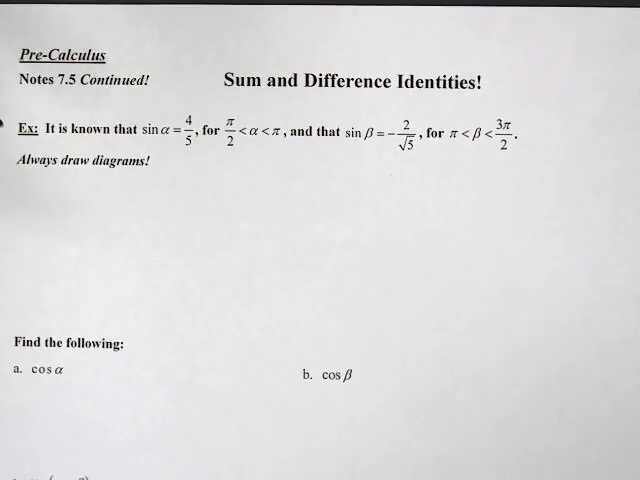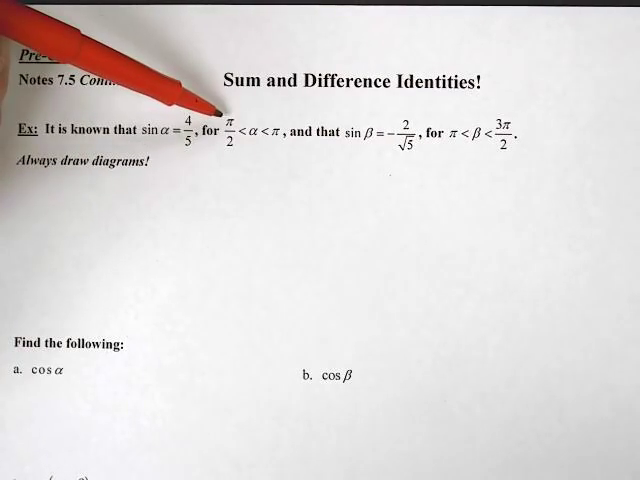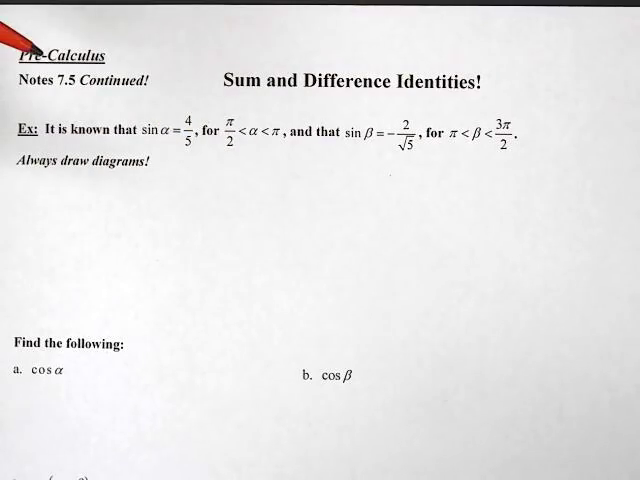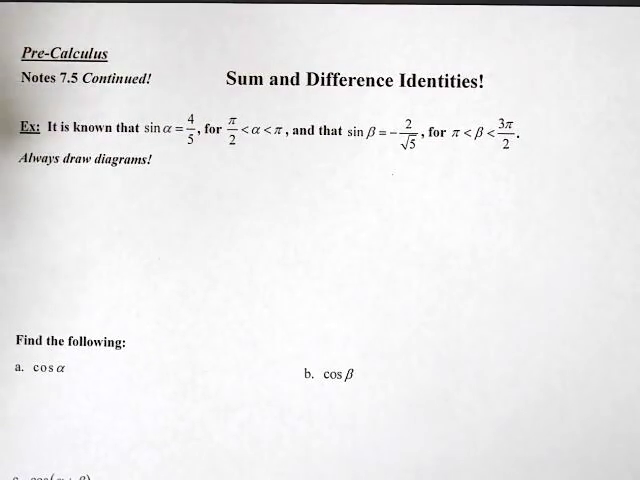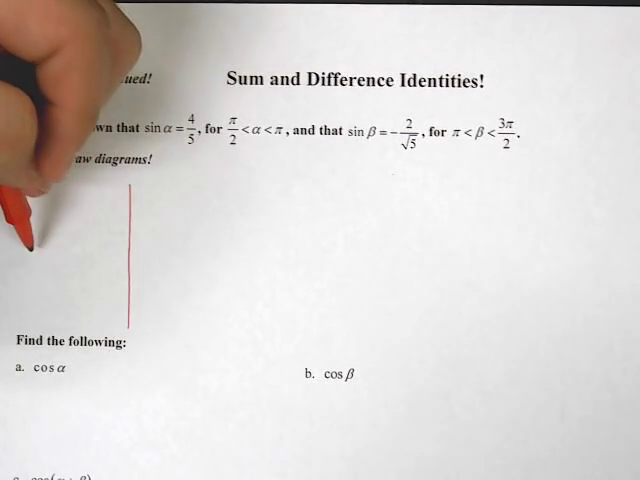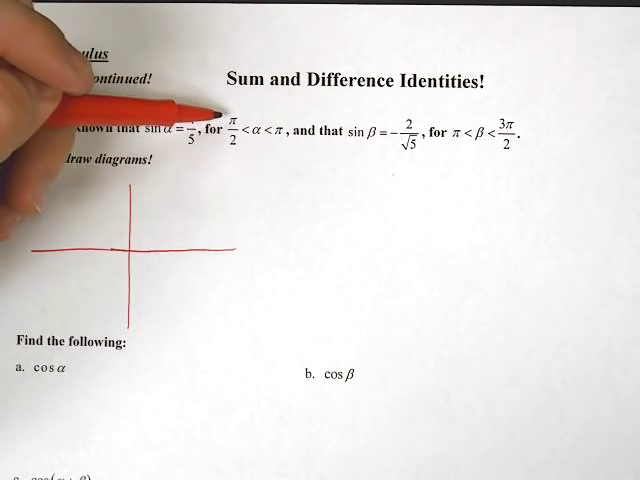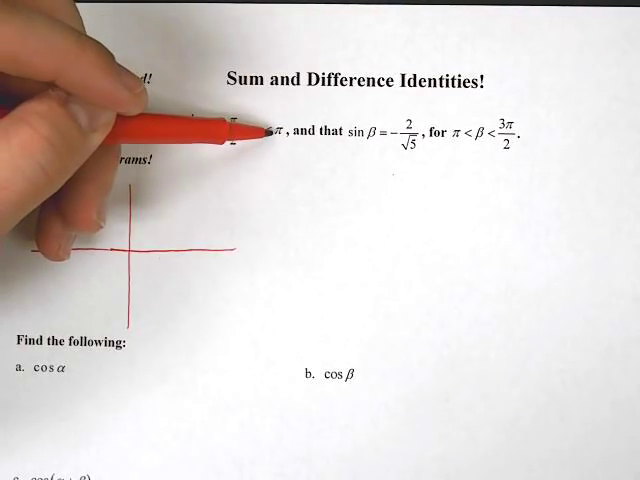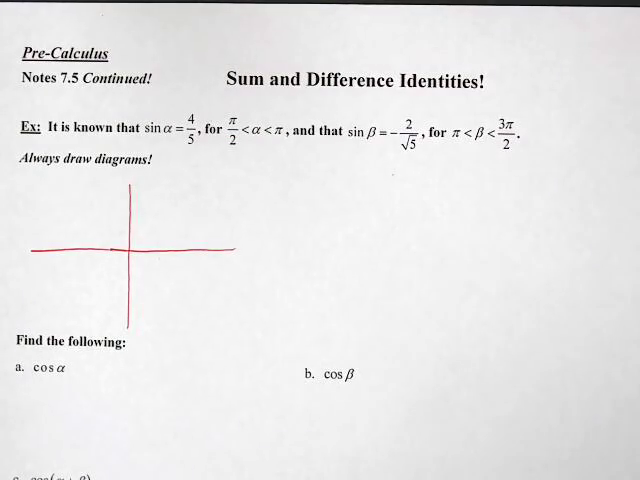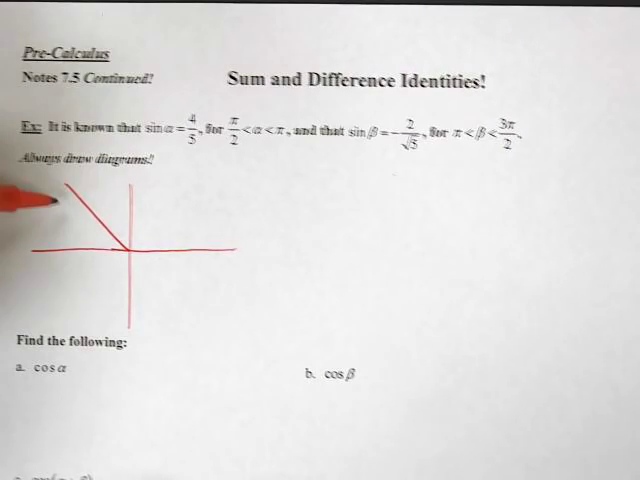Okay, so if we read something like this, it's known that the sine ratio of alpha is 4/5 when alpha is between pi over 2 and pi. So let's look at that first. We know that the sine ratio has to be 4/5, and if alpha has to be between pi over 2 and pi, well then what quadrant do we have to be in? We have to be in quadrant 2. So I'm going to draw my triangle in quadrant 2.